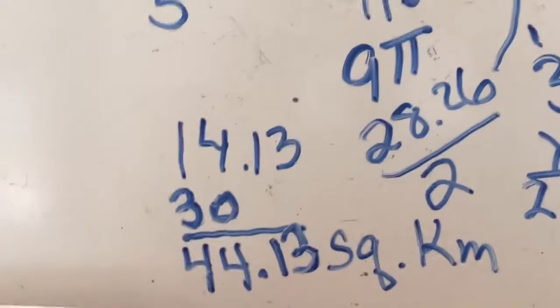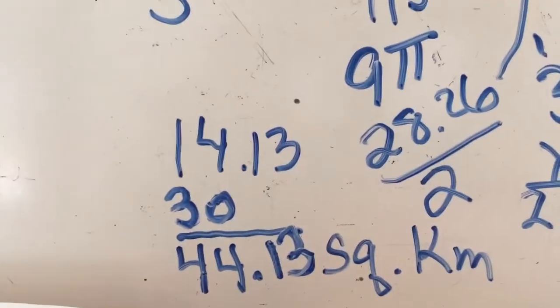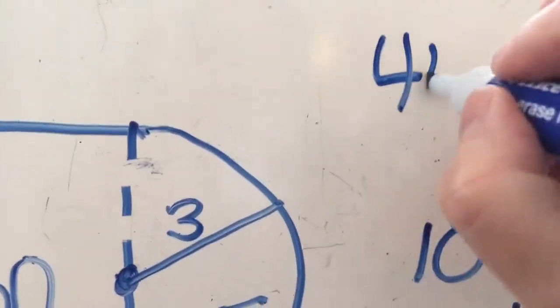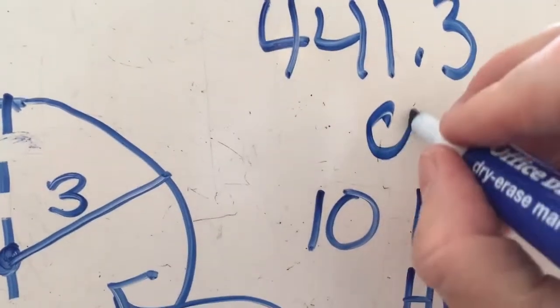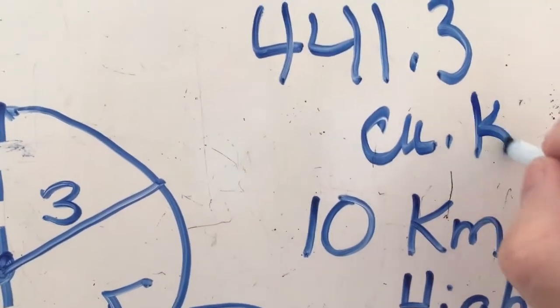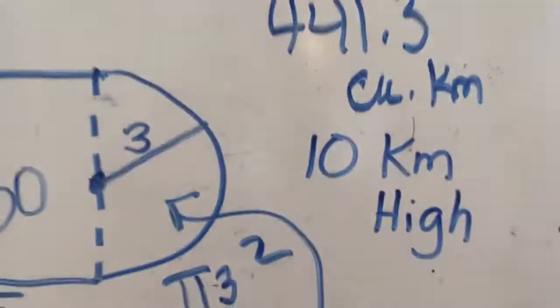So we will have as our final answer 441.3. Let's write it up here. 441.3 cubic kilometers. And that is a done deal.